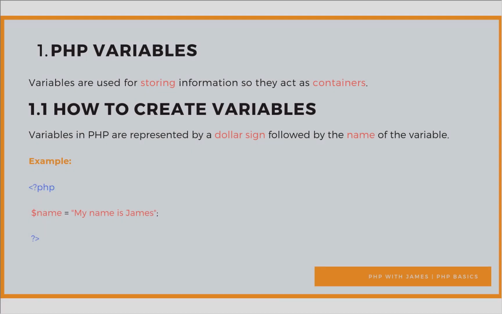So let's get started. First of all, PHP variables. Variables are used for storing information, so they act as containers, like they contain the values. So how to create variables in PHP? Variables in PHP are represented by a dollar sign followed by the name of the variable. So look at the example. We have the PHP starting tag, then we have $name equals "my name is James". So here $name is a variable which basically contains a string, my name is James.